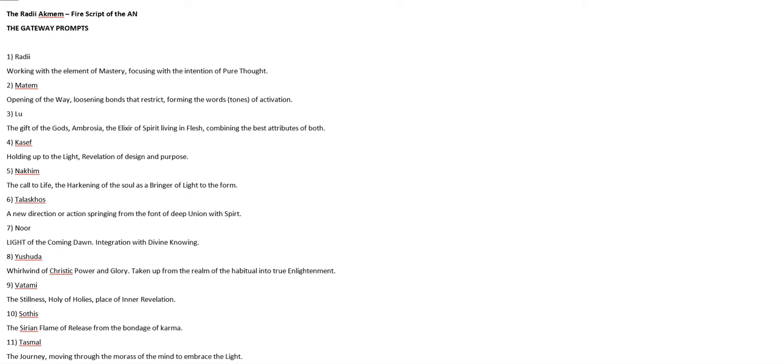So we have the first one given here, Radai, working with the element of mastery, focusing the intention of pure thought. That doesn't mean that you succeeded in this. It just means that you're working with it. And also, it is a prompt to enter the gateway of Radai. It is not a definition of Radai. It is a prompt to enter that gate, the gateway that enters into the Radai.